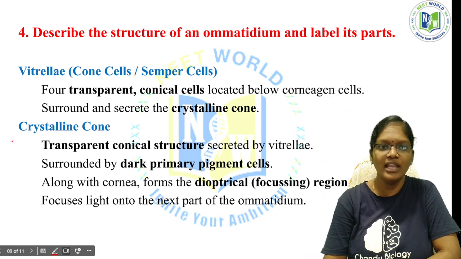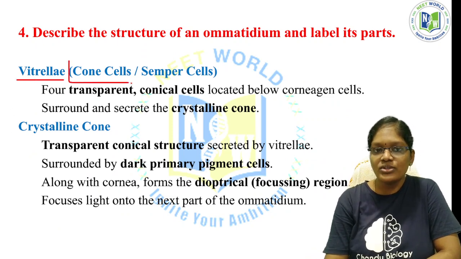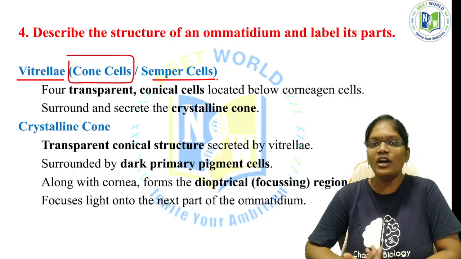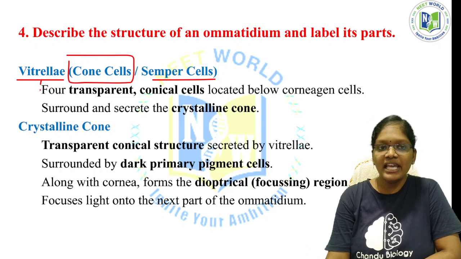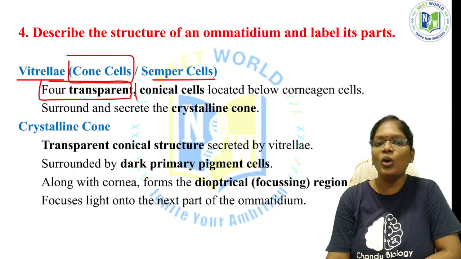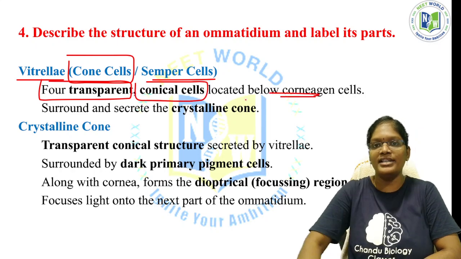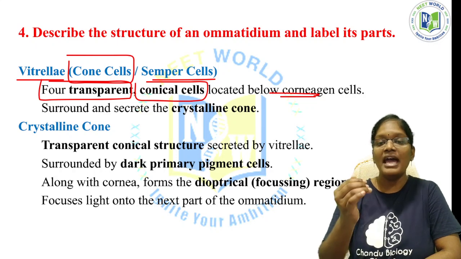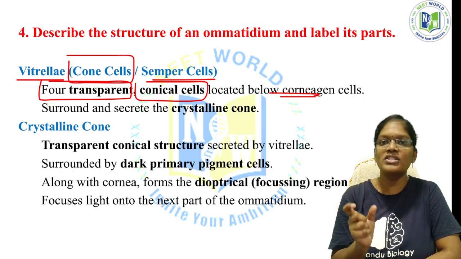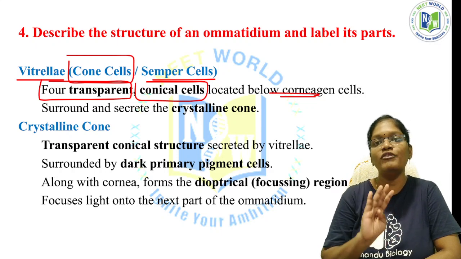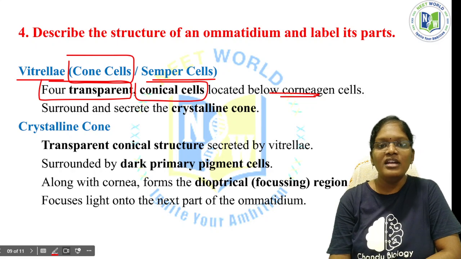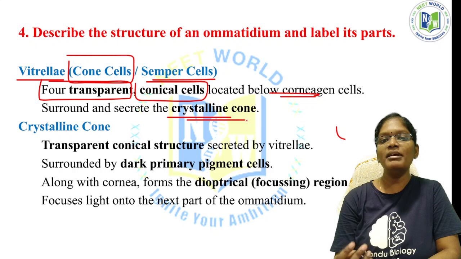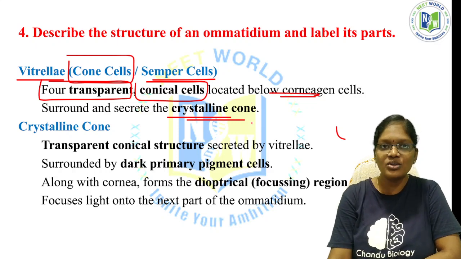Now the vitreae. The vitreae is also called the cone cells or the Semper cells. It is made up of four transparent conical cells located below the corneagen cells. So you should know that the top layer is the cornea, below the cornea we see the corneagen cells, and below the corneagen cells we have the vitreae, the cone cells, made up of four transparent cells. They surround and secrete the crystalline cone.